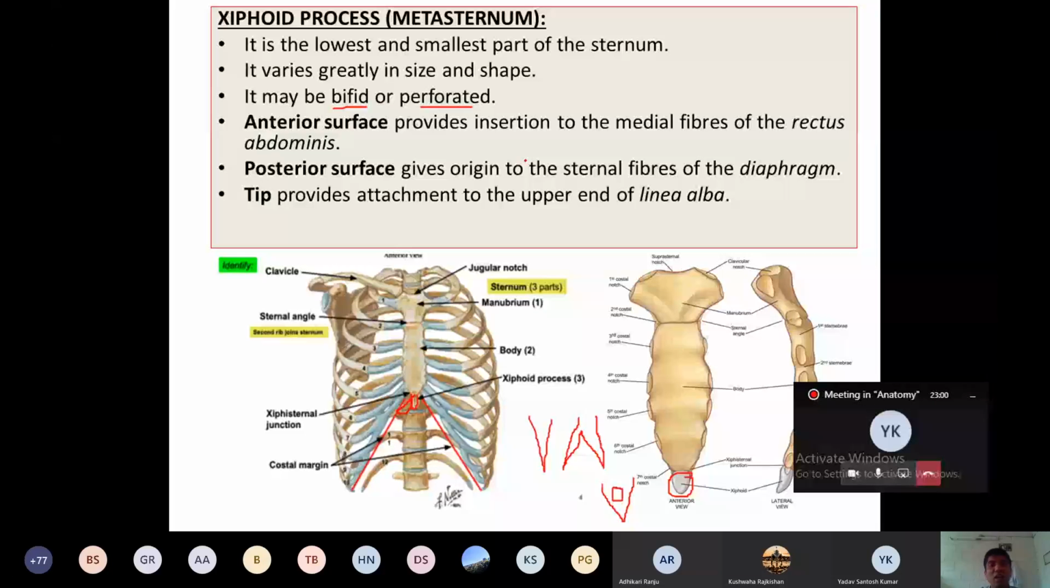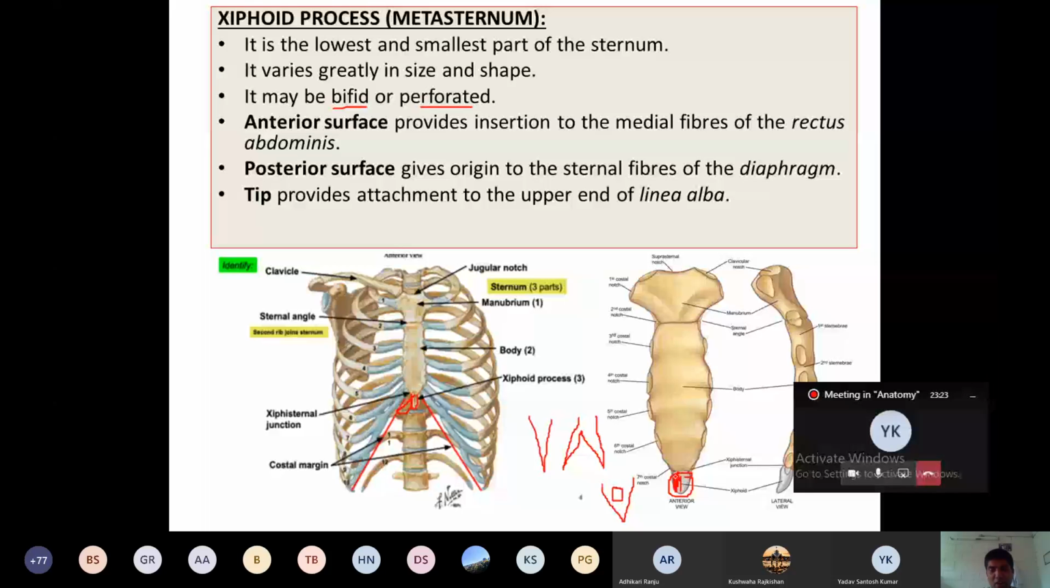And now, the anterior surface of the xiphoid process provides insertion to the medial fibers of the rectus abdominis. So here you can find attachments of the medial fibers of the rectus abdominis muscle. The rectus abdominis muscle is a flat muscle of the anterior abdominal wall. Some of its fibers will attach here.